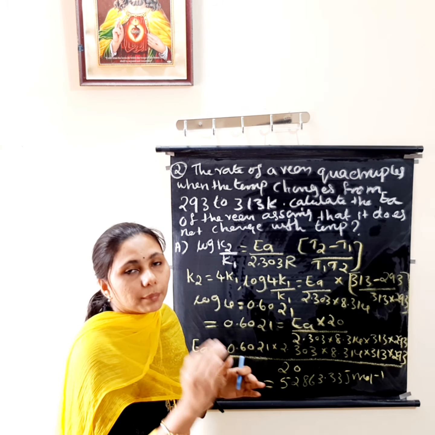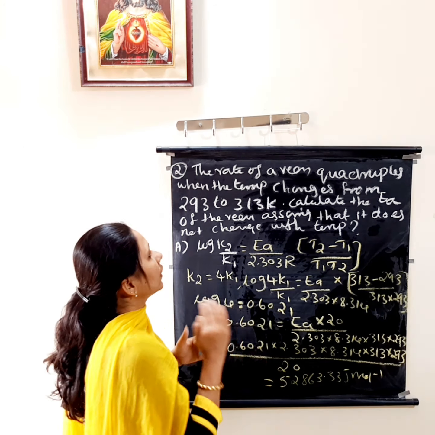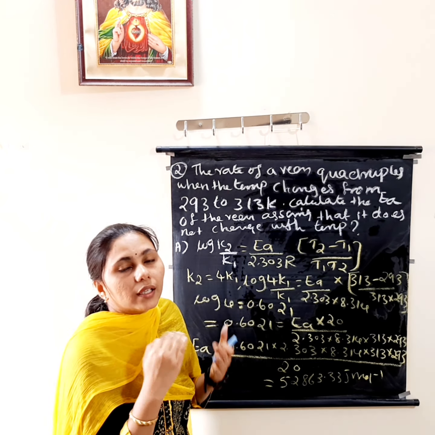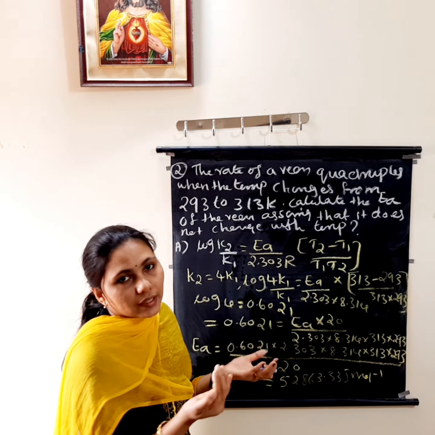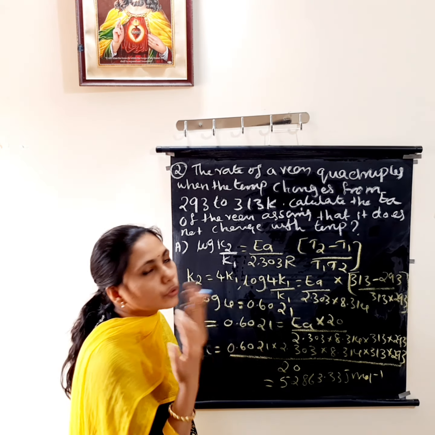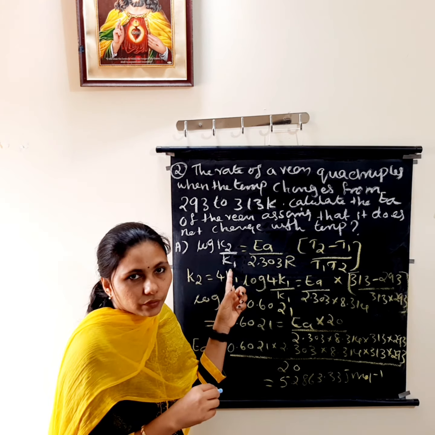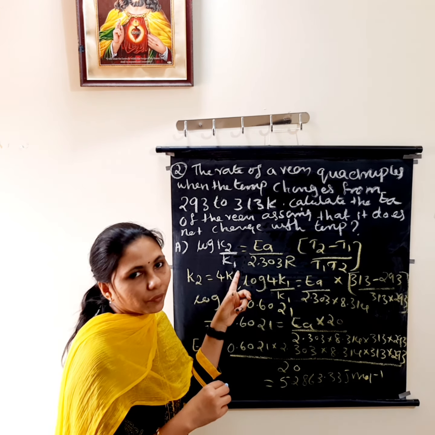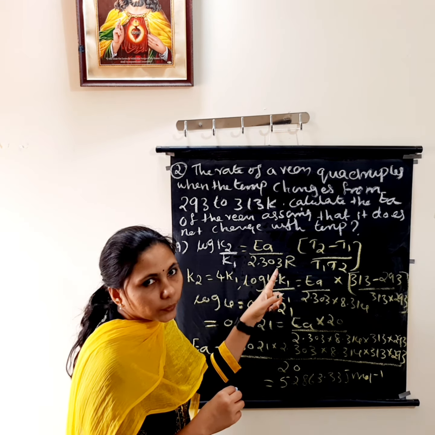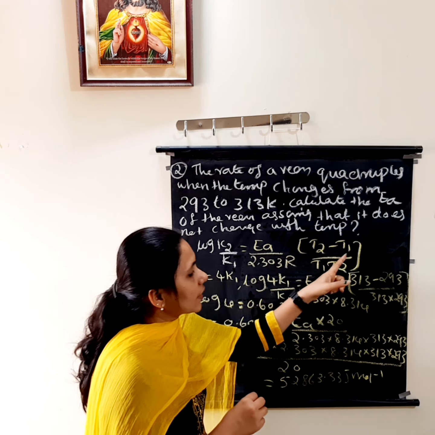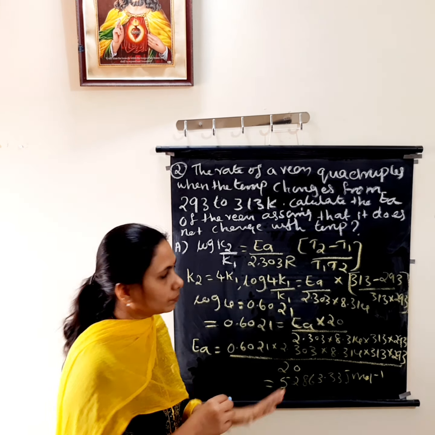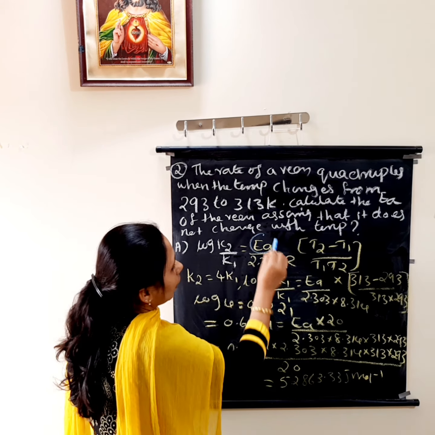That means the temperature is increased from 293 to 313 Kelvin, and the rate of the reaction is increased 4 times. So we have to calculate Ea. According to the Arrhenius equation, we know log K2 divided by K1 equals Ea divided by 2.303 R, into (T2 minus T1) divided by T1 into T2. In this, we have to calculate Ea.